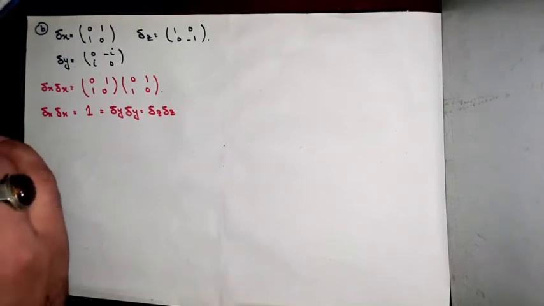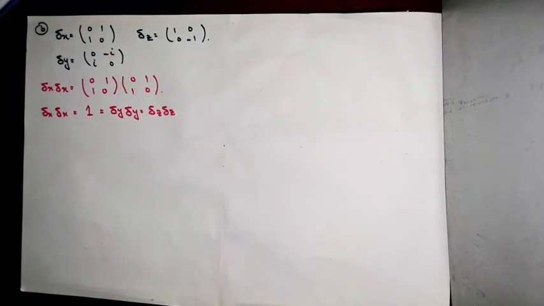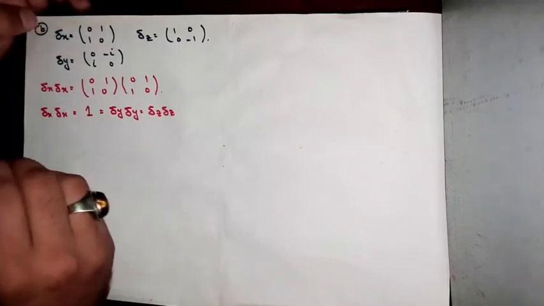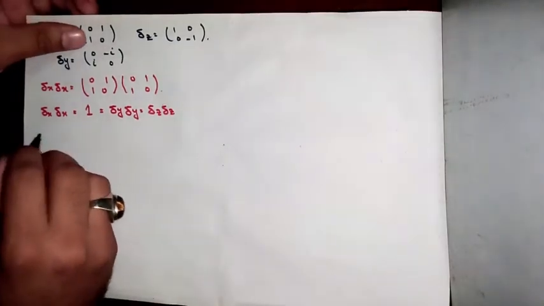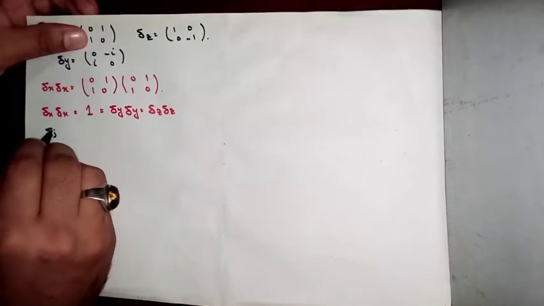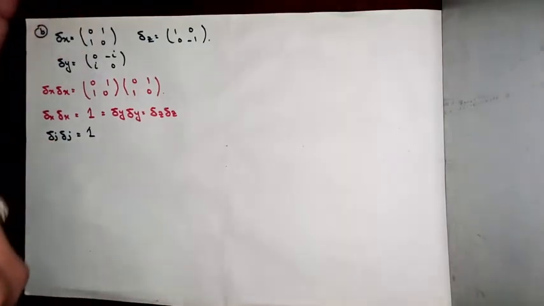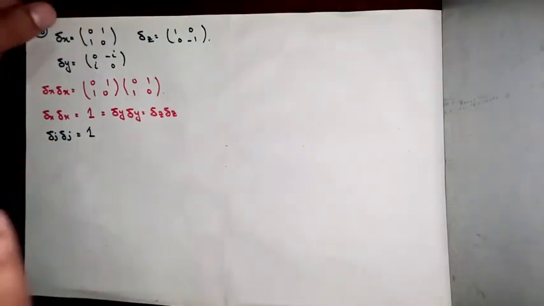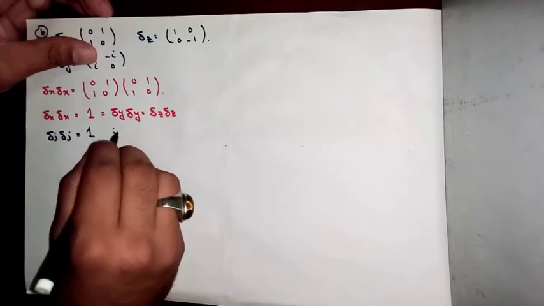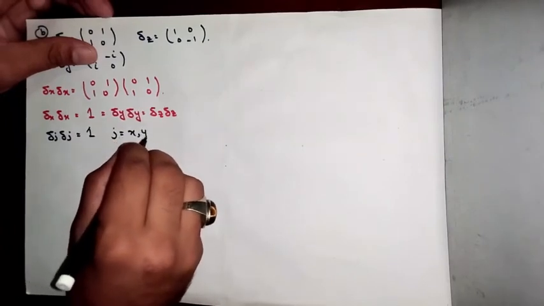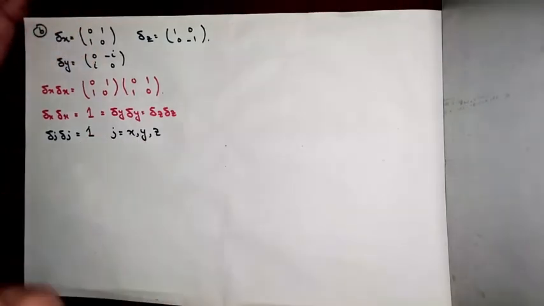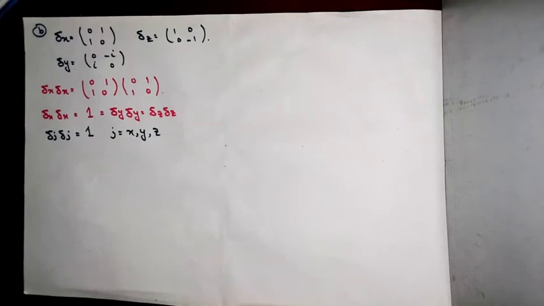So I can write this in general form. From all three we get one answer. So here is the general form of this equation that I can write like that: sigma j and sigma j is equal to 1. Now j can be x, it can be y, and it can be z. So we can put the values x, y, and z instead of j.